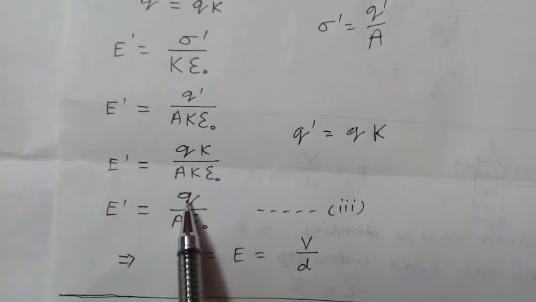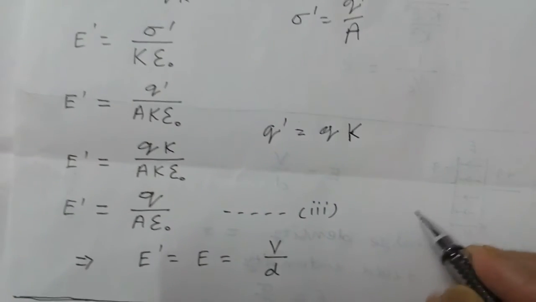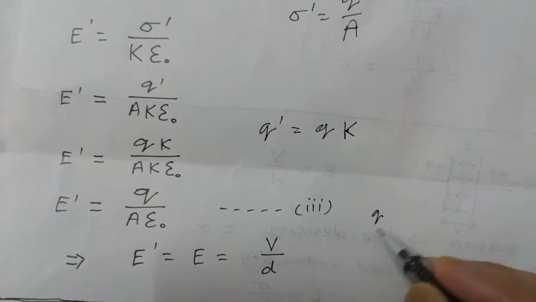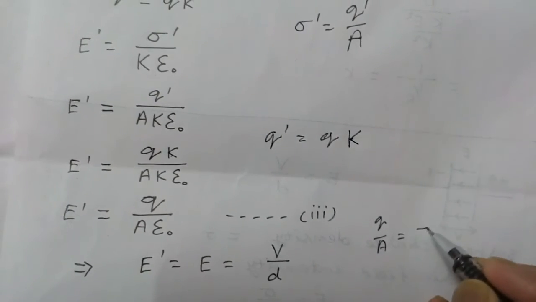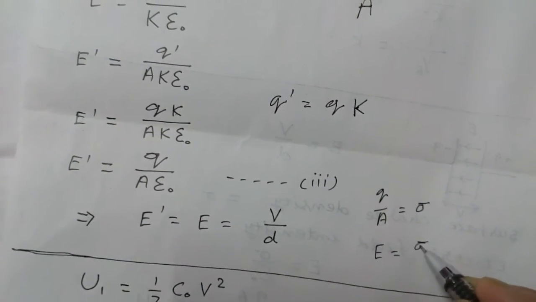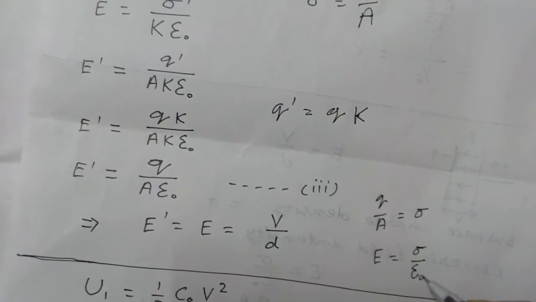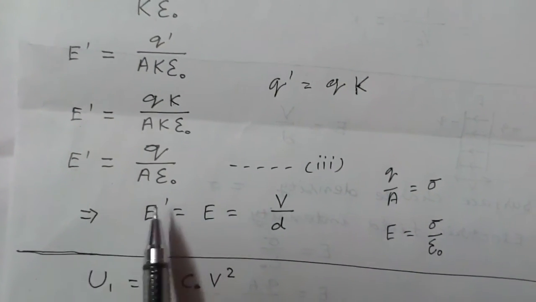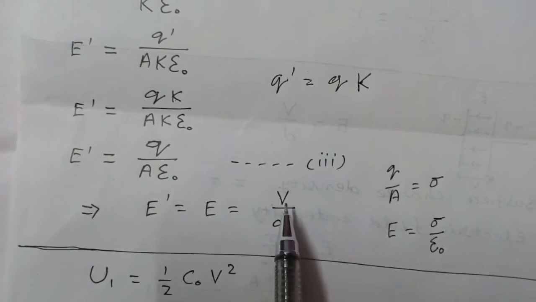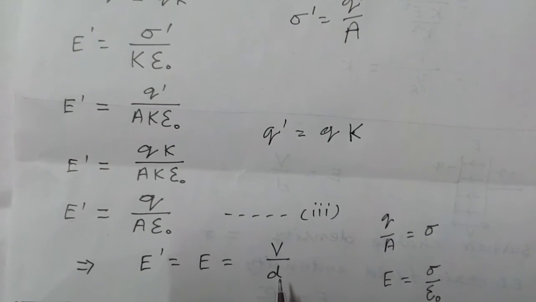Because Q by A is equal to sigma, the expression for E is sigma by epsilon naught. So in this way we mathematically proved that E dash and E will be same, and E will be equal to V by D also.